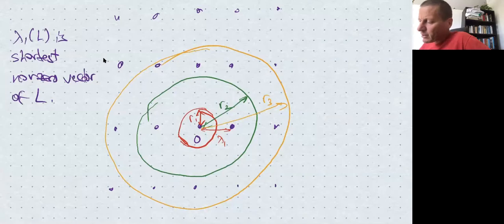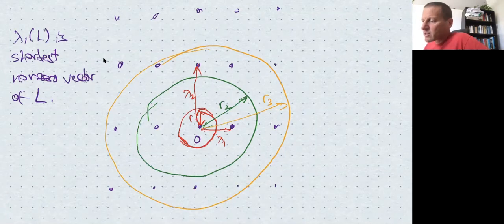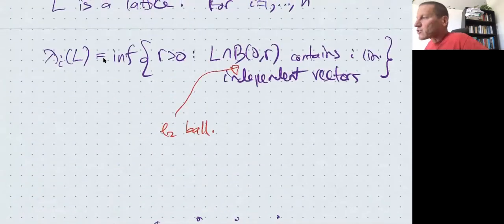And in this example, lambda 2 is going to be this distance here. It's going to be the next shortest vector, which is linearly independent of the first vector. So when I increase the ball so that it's bigger than the distance to this vector, I start seeing this vector inside and also this vector inside, so the dimension becomes 2. And before that, the dimension is 1. So that's this definition here.